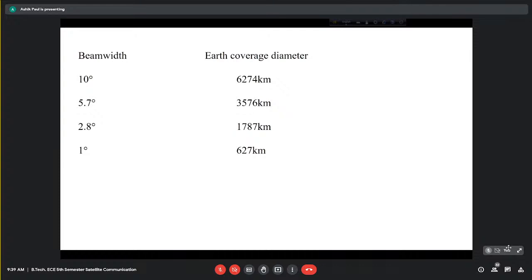If it is reduced to say something like 5.7 degrees, then the corresponding diameter will be like 3,576 kilometers. Then 2.8 degrees will be about 1700 to 1800 kilometers, and 1 degree will be a very precise or focused beam. So that will cover only about 600 kilometers or so, the Earth coverage diameter.